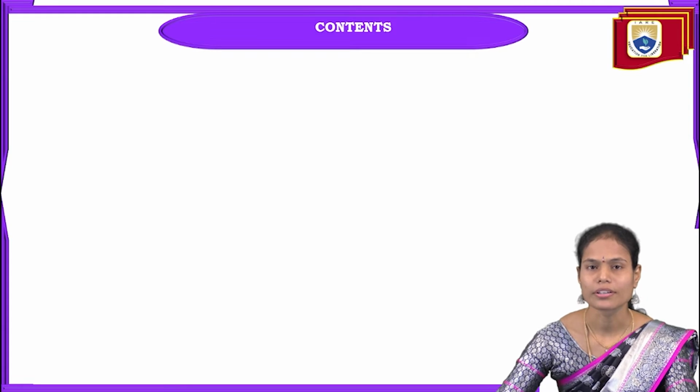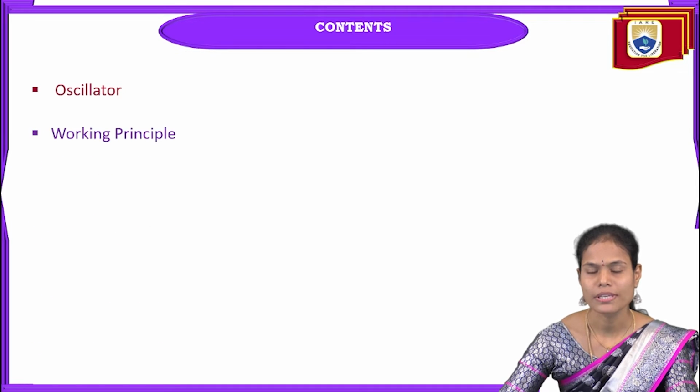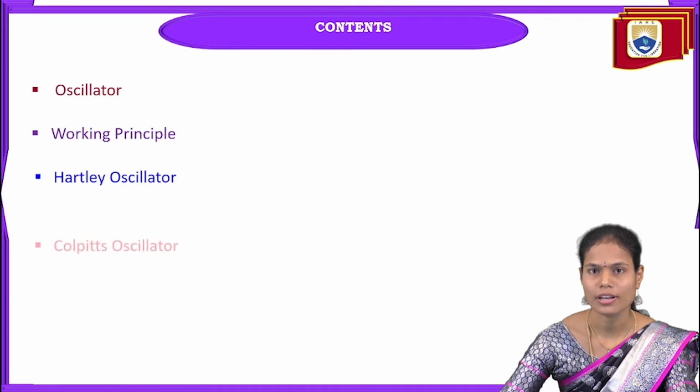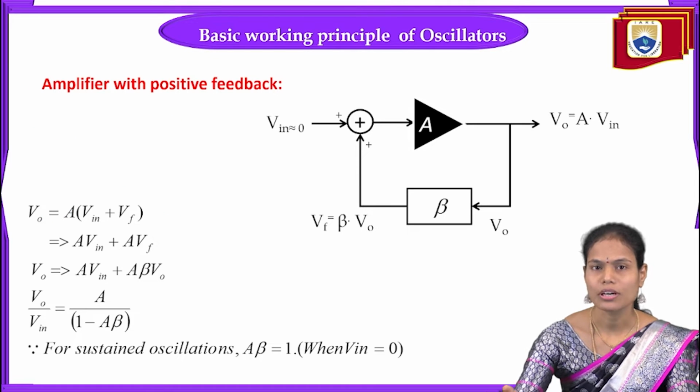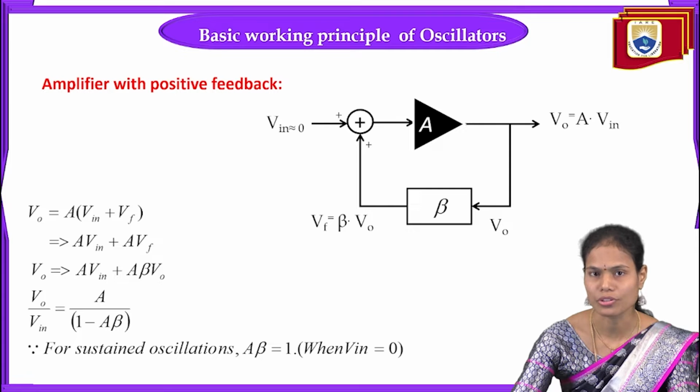In the contents, I will revise what is meant by an oscillator and the basic working principle required to operate the oscillator, and then the Hartley Oscillator and the Colpitts Oscillator. I have already mentioned that when we add positive feedback to an amplifier circuit, it becomes an oscillator circuit and produces waveforms.